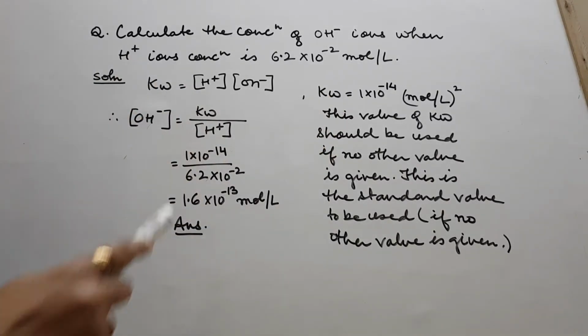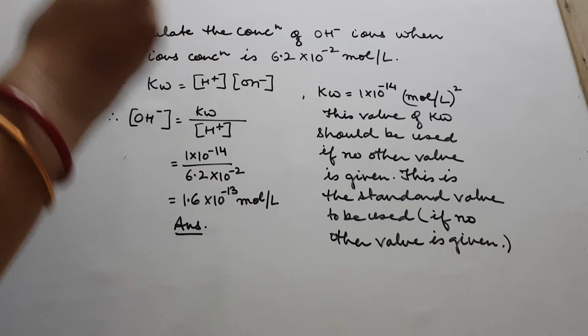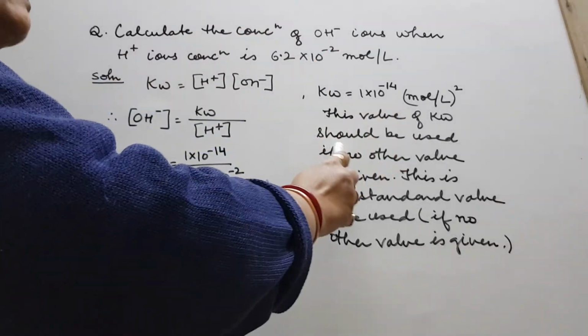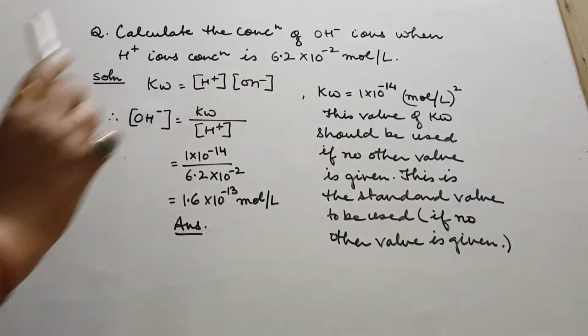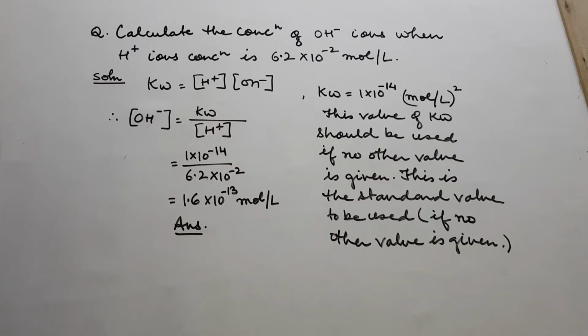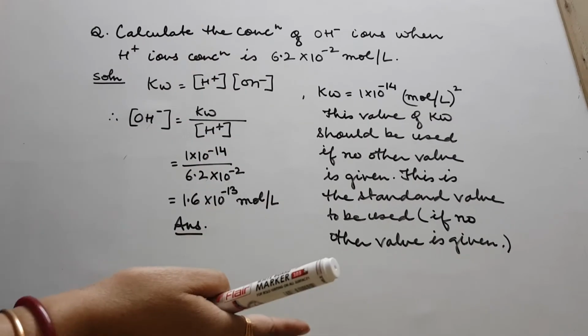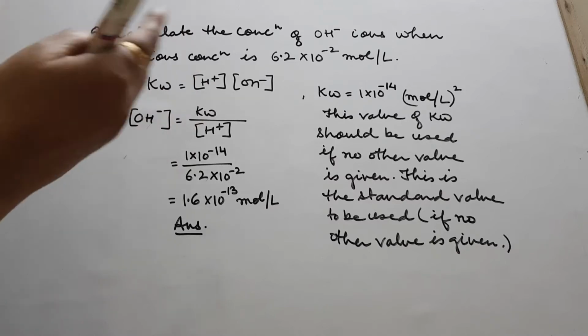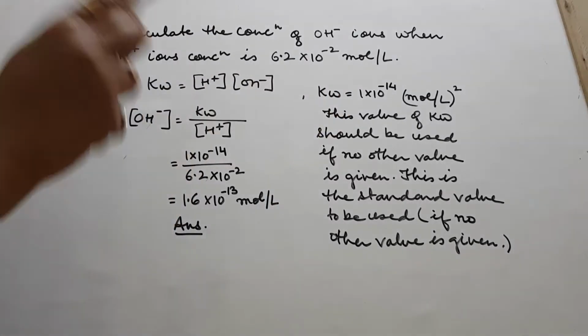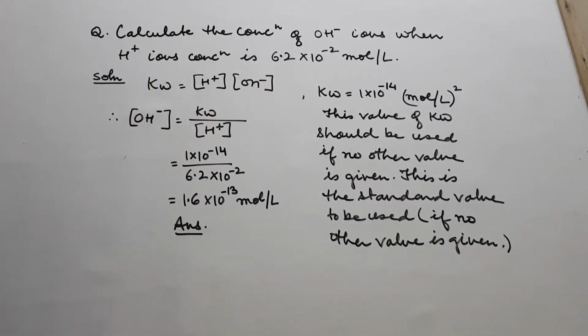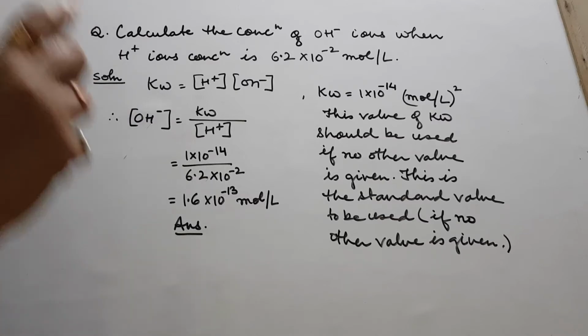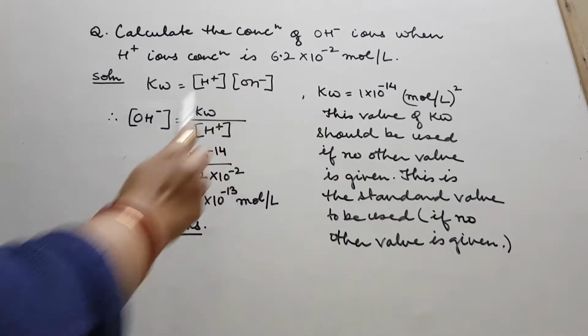One thing. Second, whether this value is given to you or not, this value of Kw should be used if no other value is given. Clear? Suppose they give you some other value. Other value means the temperature is totally different. Say it is 100 degrees Celsius, or 50 degrees Celsius, or 5 degrees Celsius. That time the value will not be close to this. That time they will either give you the value, and suppose they are not giving you, then taken for granted, this value of Kw is to be used.